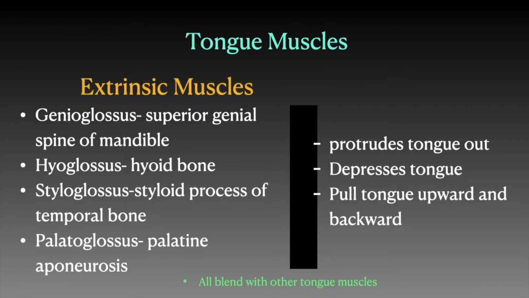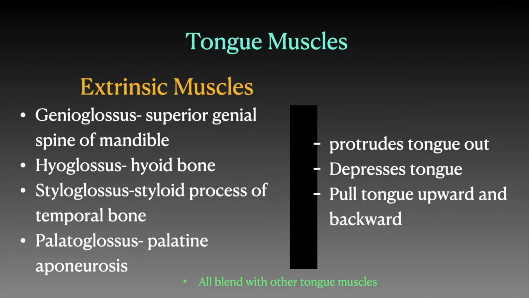Extrinsic muscles are genioglossus, hyoglossus, styloglossus, and palatoglossus. Genioglossus arises from the superior genial spine of the mandible, and that's why its name. Hyoglossus arises from the hyoid bone. Styloglossus arises from the styloid process of the temporal bone, and the palatoglossus arises from the palatine aponeurosis.